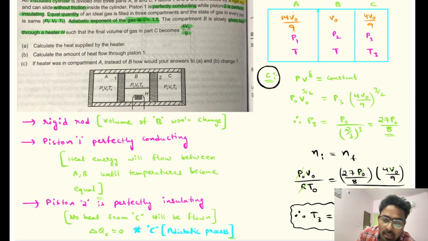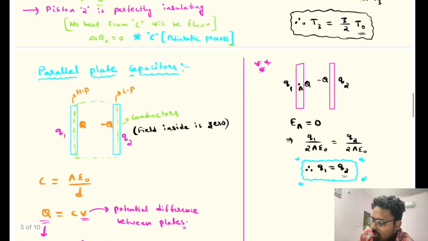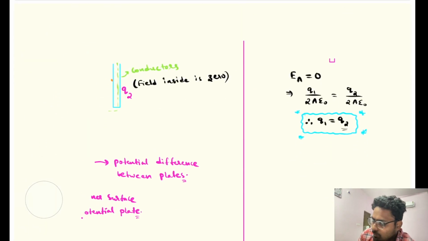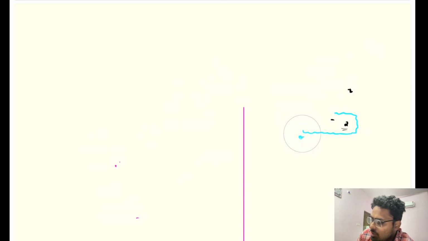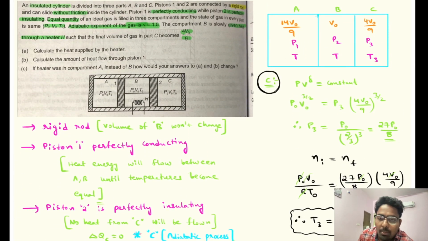One more important thing I forgot to mention over here. When I say rigid rod, that means volume is constant. The rigid rod indicates that volume is constant. Volume is constant means what? It's an isochoric process, right?